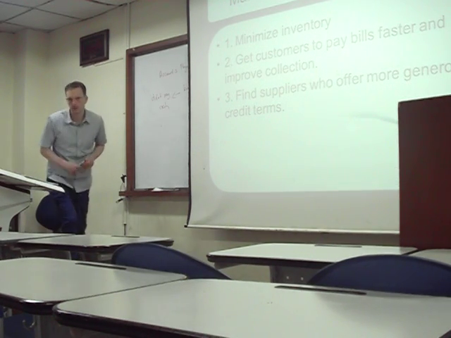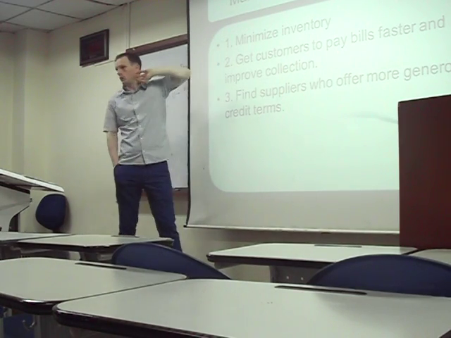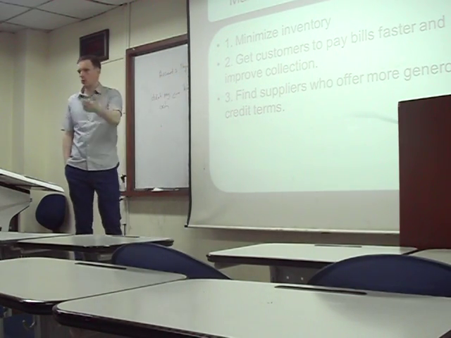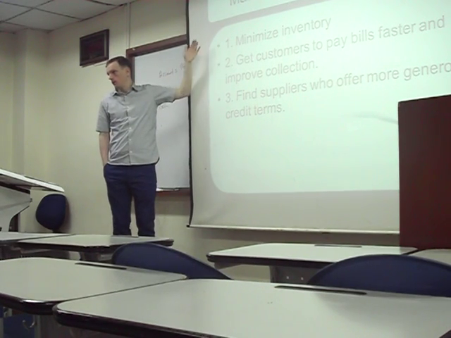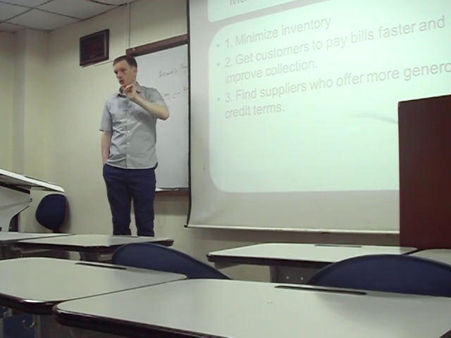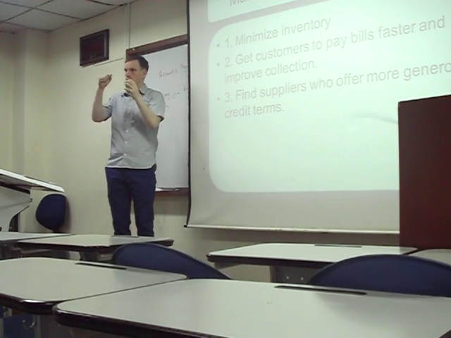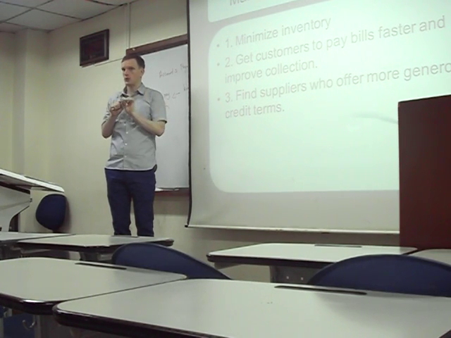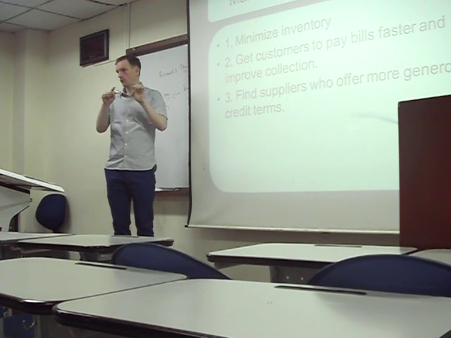So this is the job of the financial manager, right? To manage the working capital. So if I'm the financial manager and I want more cash, what do I need to do? Minimize inventory. Do you know Toyota? Toyota has just-in-time production, right? It means that the raw materials get to their factory, they don't have any inventory. Okay? They get to the factory and immediately they manufacture.